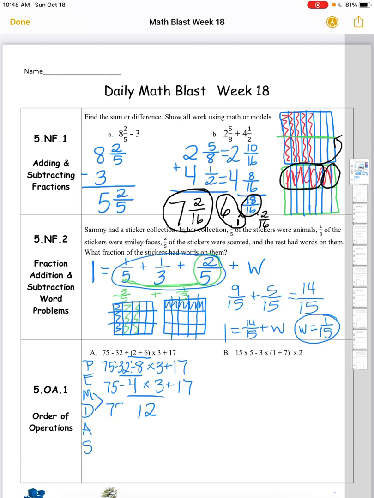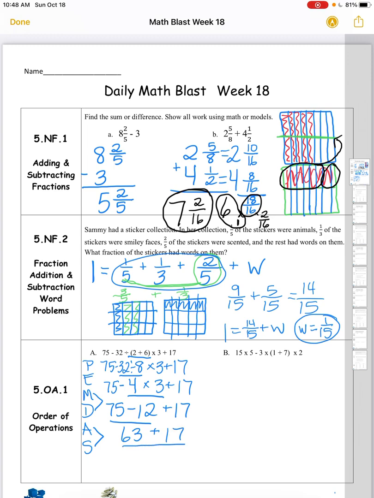I'm still on multiplication and division because here's 12. Again, drop everything else down. Anything that hasn't been underlined drops down. And now there's no more multiplication and division. So now I'm going to do addition and subtraction together from left to right. 75 minus 12 is 63.